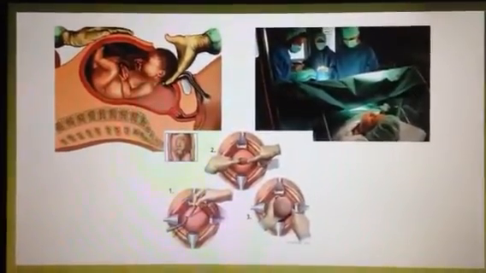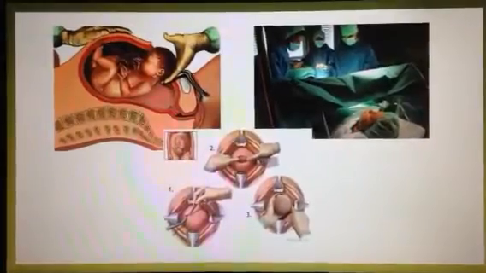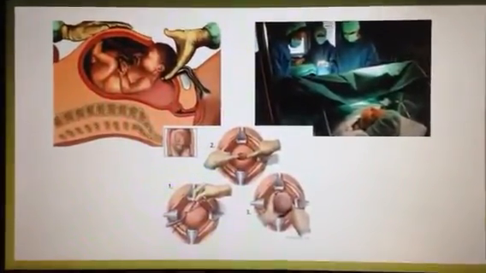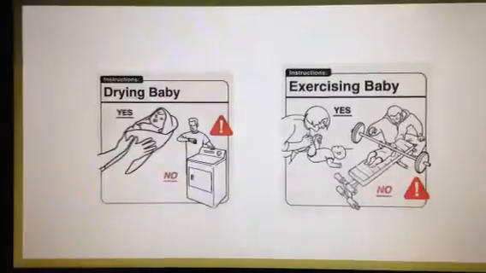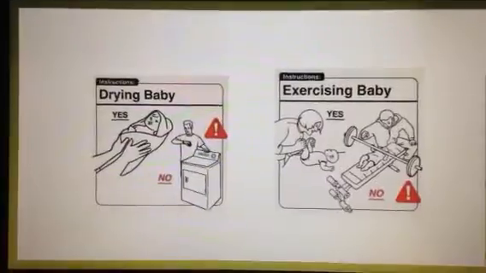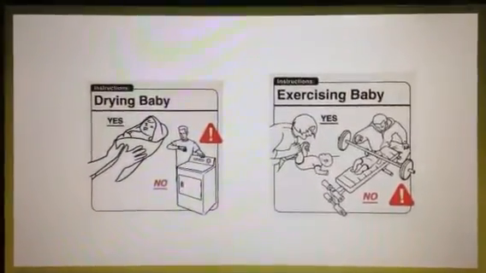And then this middle one on the bottom, that's what it looks like when the surgeon's cutting through all the layers. They like hold the skin open and then he cuts through the uterus. And there's the baby. And then this is just some patient education regarding drying the baby and exercises at home. I thought those were cute.